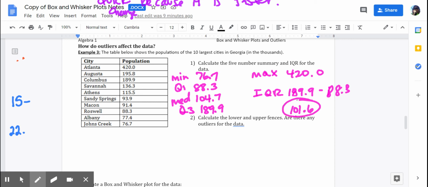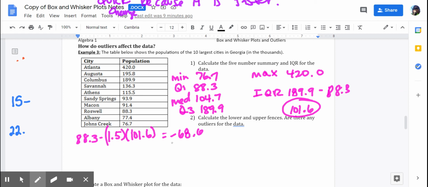And then we calculate the upper and lower fences for the outliers. For my lower fence, I'm going to take 88.3 and subtract 1.5 times 101.6. Again, it's always 1.5. It's a box and a half outside of our data. So when I type that into the calculator, I get negative 68.6. Remember, this is measuring population, so I know this isn't correct. That can't happen. So there will be no lower outlier.